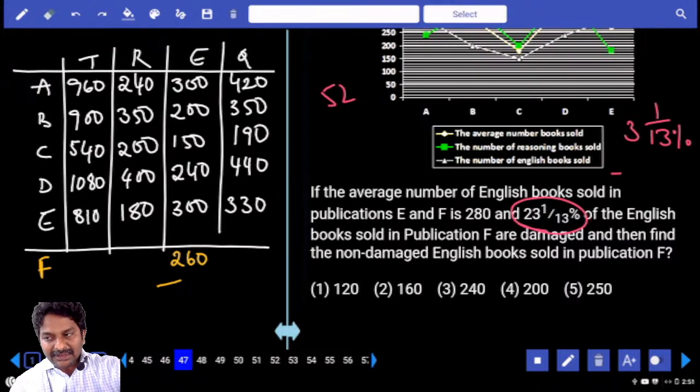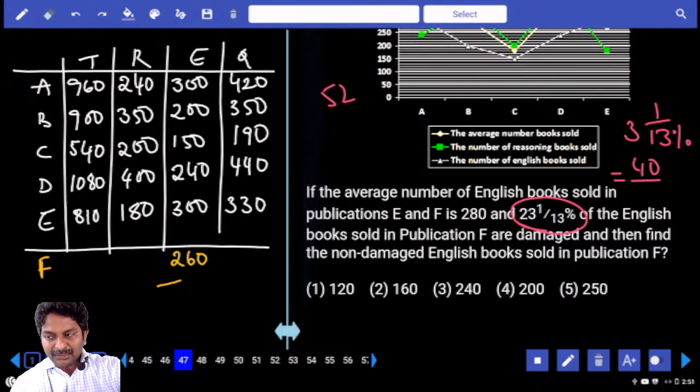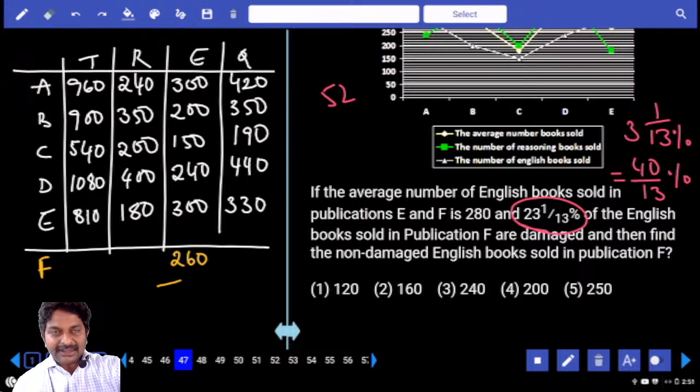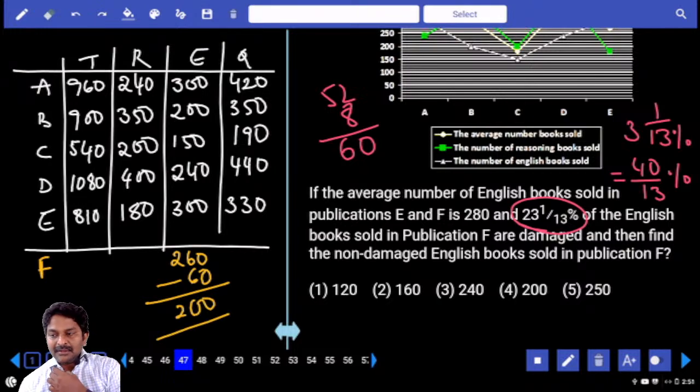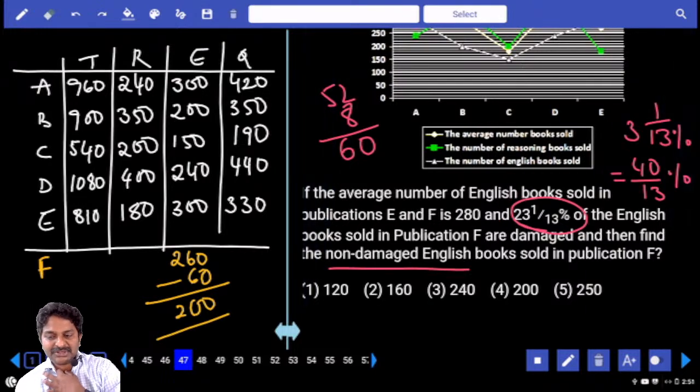If you convert it, that is equal to 40/13%. Let's calculate 40%. When you know that 20% is 52, 40% is 104 by 13. How much is that? 8. That means total 60. 60 are damaged. So non-damaged books are remaining 200.